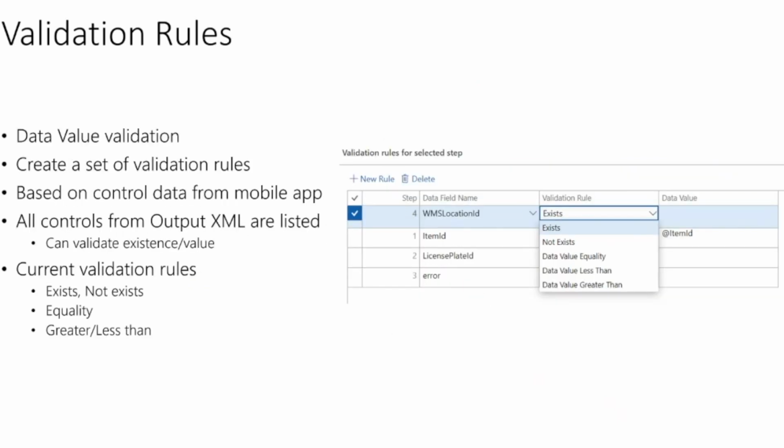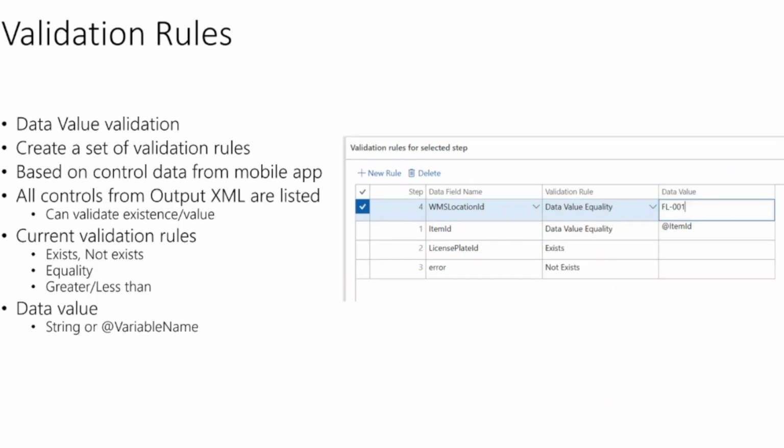So we currently offer 5 validation rules. You can see the list here. We can test for the existence or non-existence of a control, and we can test if the control contains a specific string or if it's greater than or less than a numeric value. Now for these last 3, the value to compare can be entered directly into the data value column, or it can be taken from a variable using the @variable name syntax we saw earlier. You can see here I'm comparing the item ID to an item variable, but I'm comparing the location ID to a specific string, FL-001 in this case. Both of these are valid.